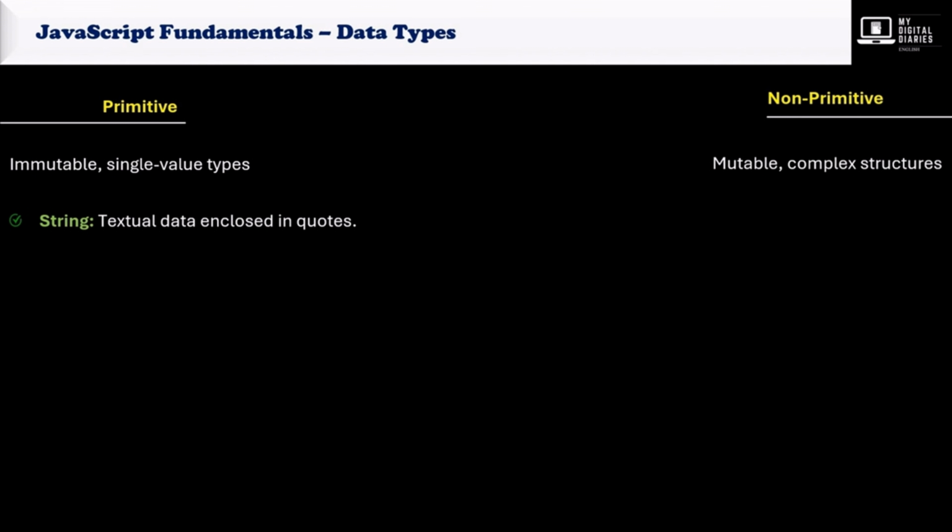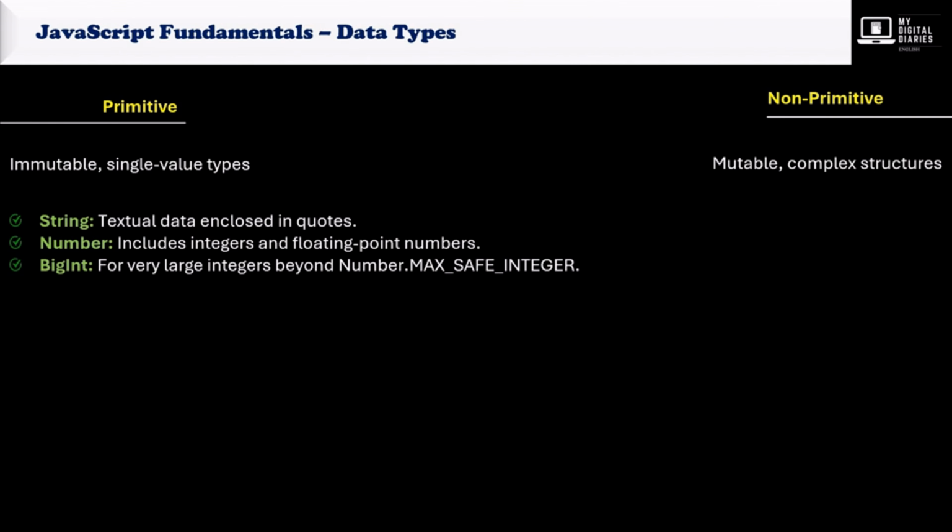Let's see a few examples of a primitive type. First is a string. A string is textual data enclosed in quotes. Then we have numbers. JavaScript has just one numeric type for both integers and decimals. One key point to remember: NaN is also considered a number. If you do typeof NaN, it will be a number.